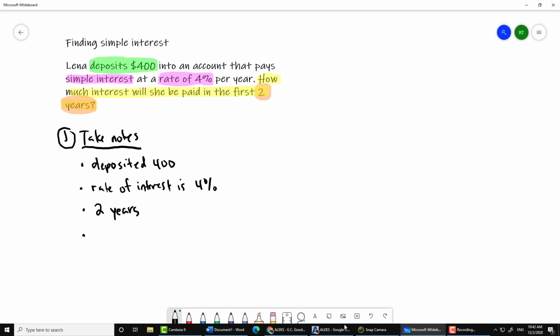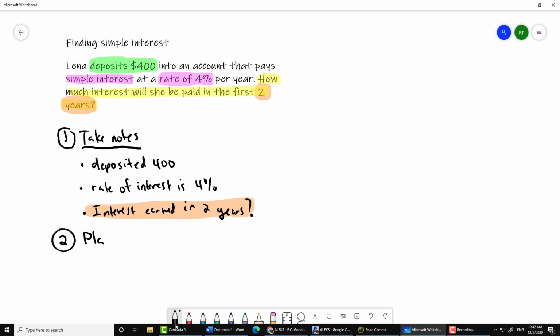So I'm going to write down the question. Actually, let me rewrite this one, and we're going to put interest earned in 2 years, question mark. That's what we want to figure out. So it's good to know what the question is. So step 1, take notes. You're not solving anything. You're just trying to reorganize the information. If you could draw a picture, draw a picture. And the more word problems you do, the better you get at laying out these steps.